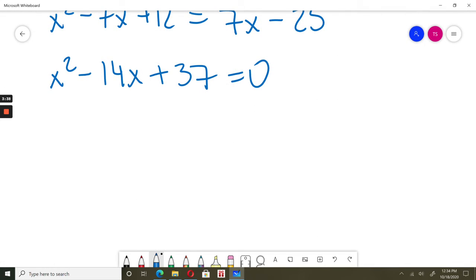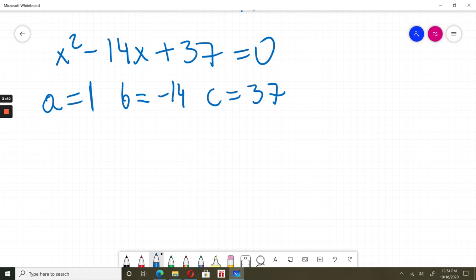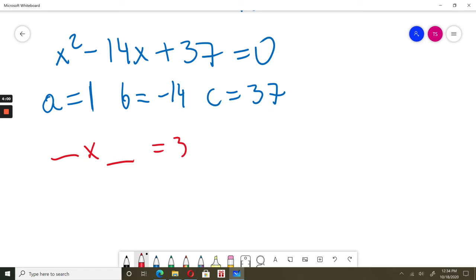The coefficients of the quadratic: a is just 1, b is negative 14, and c is equal to 37. I'll check if I can solve it by factorizing. I'll be looking for two numbers which multiply to a times c, which is 37, and add to b, which is negative 14. When I multiply those numbers, I have positive. When I add them, I have negative. So both numbers would have to be negative.